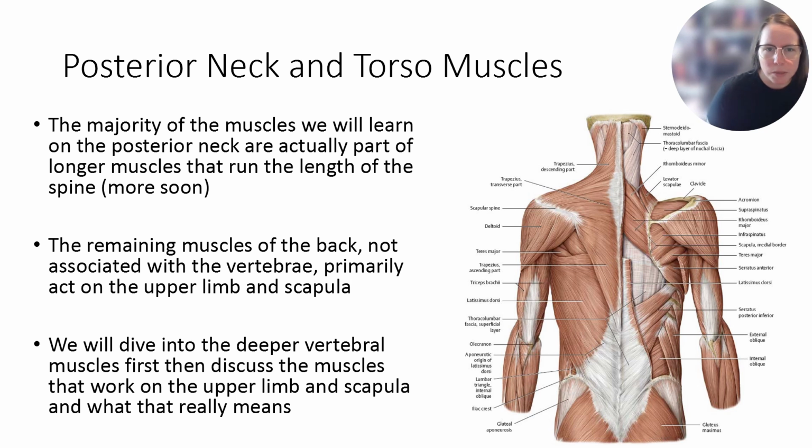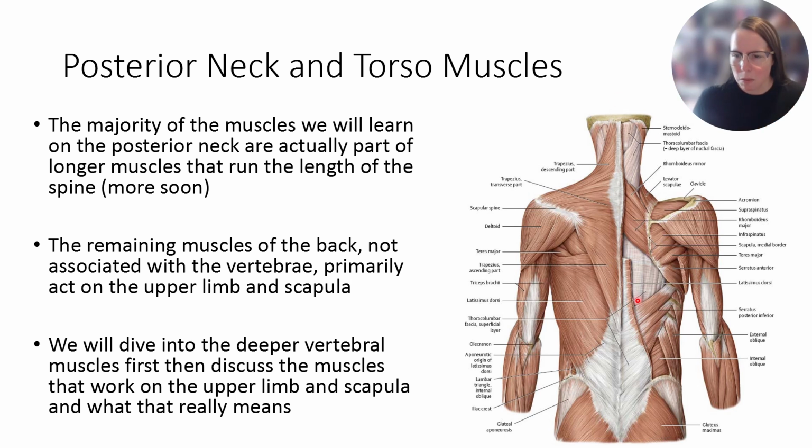All right, on to the posterior neck and torso muscles. One thing I want to talk about with your back muscles is a lot of the back muscles we see on this diagram are not actually working on the spinal column. I want to focus today on the ones that are moving the head and moving the spinal column. A lot of these, like the trapezius is one of them that will move the head, but it also primarily is going to work on the arm.